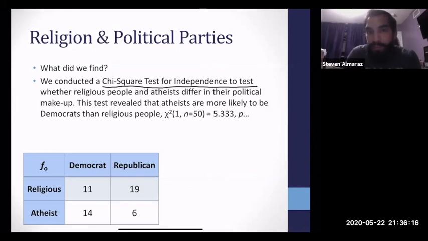Now that last part could have been something you decided to say to your friend. Atheists are more likely to be Democrats than religious people. And by extension, atheists are less likely to be Republicans than religious people. Basically, you're saying the same thing, okay? So chi-squared with degrees of freedom 1 and n equals 50 is 5.333. So that's our chi-squared value.